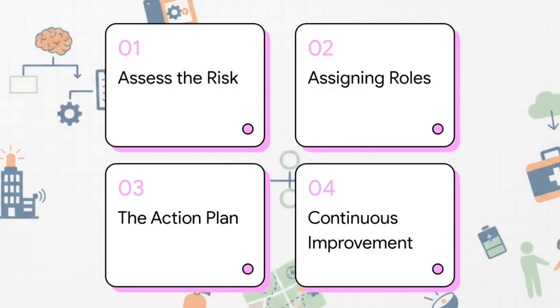To get us there, we'll be following this simple 4-step algorithm to fill out our document. Phase 1, assess the risk. Phase 2, assigning roles. Phase 3, the action plan. And finally, Phase 4, continuous improvement. We'll track a hypothetical workplace emergency along the way to see exactly how this works in practice.